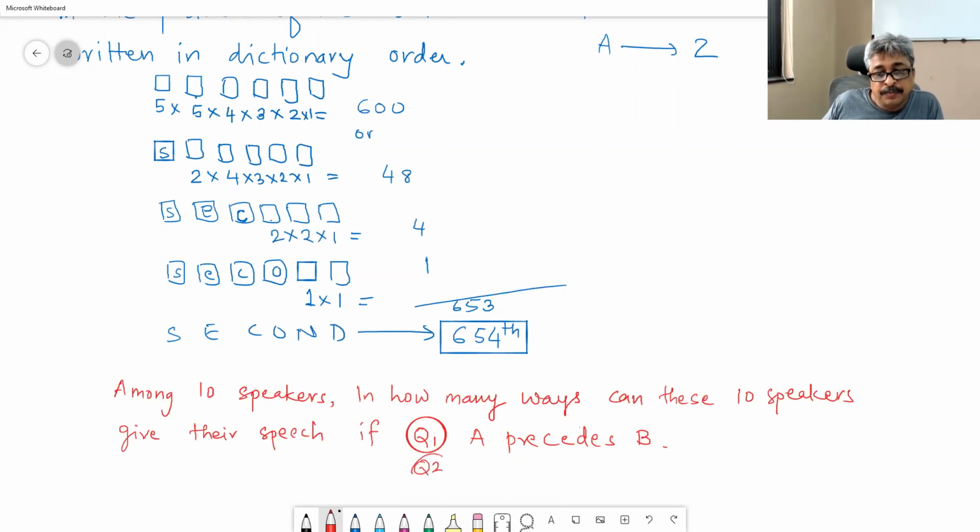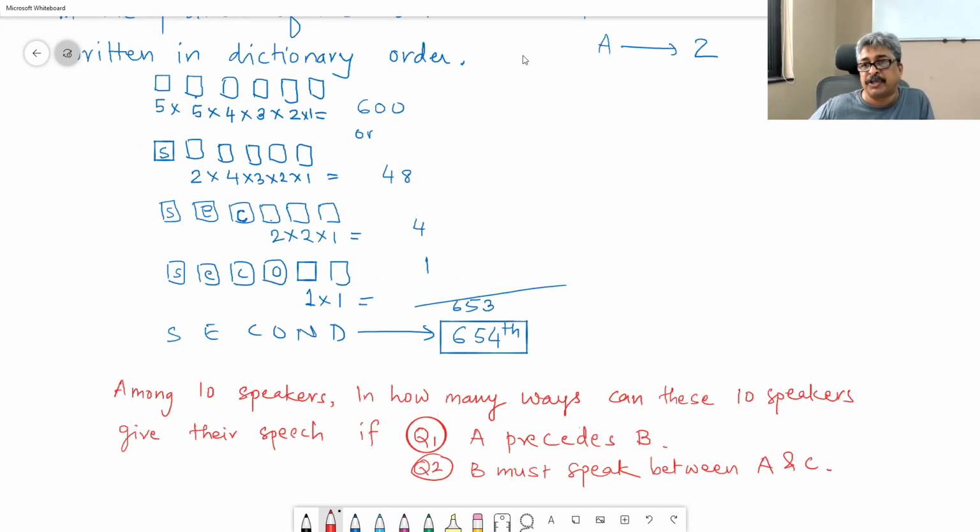Question 2, B must speak between A and C. Okay, question is complete. Sir, does precede mean directly behind or anywhere behind? No. After. I mean, there could be a few more in between, no problem.